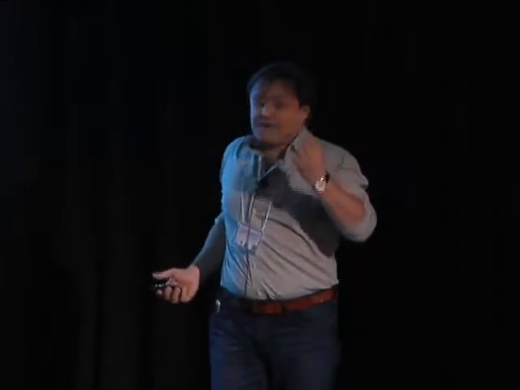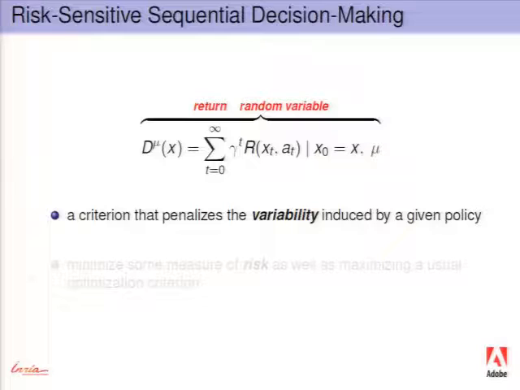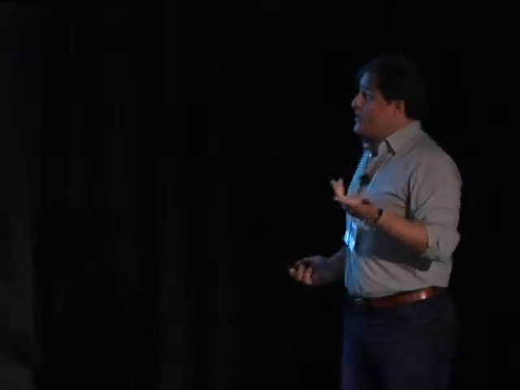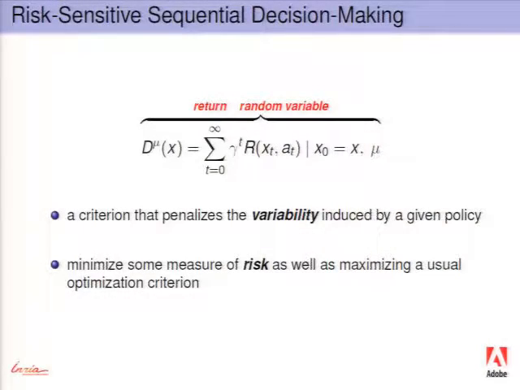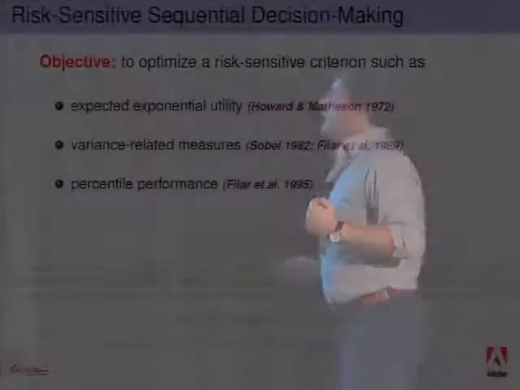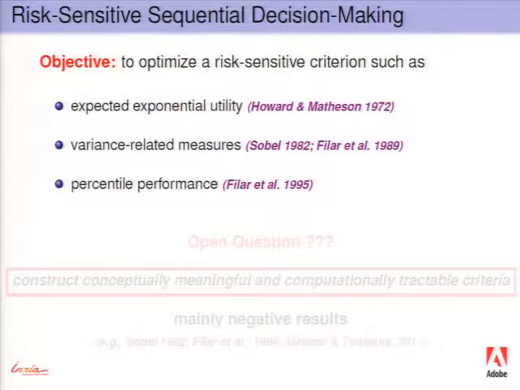So therefore, we are looking at a criteria that penalizes this variability induced by a policy because it might be undesirable for us. Or in other words, we are trying to minimize some measure of risk as well as maximizing our standard optimization criteria that we were dealing with. So now, what is a risk-sensitive criteria?